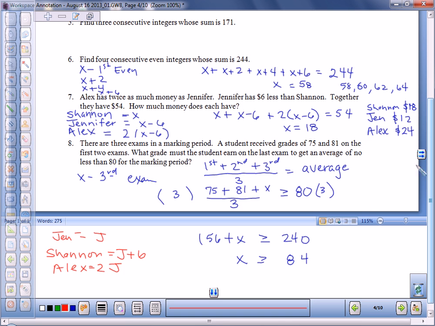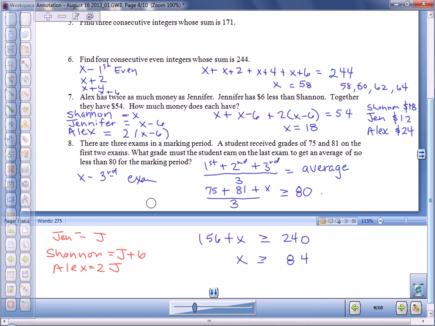Okay, and then the last one. There are 3 exams in a marking period. A student received grades of 75 and 81 on the first 2 exams. What grade must the student earn on the last exam to get an average no less than 80 for the period? The way we find an average is we take the 3 exams, add them up, divide by 3, and that gives us our average. We want it to be at least 80, which is why we chose greater than or equal to. So I took what they made on their first exam, plus the second, plus the third, we don't know, so we use our variable. Divide by 3 equals 80. And then we just solve this.